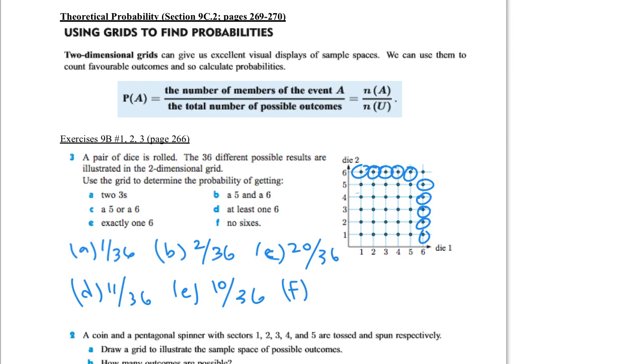Part F, no 6s. Well, no 6s happens inside here. These rolls right here have no 6s in them. That's 25 rolls. Notice that part D and part F, at least 1 6 and no 6s, they are complements of each other. They add up to 1, part D and part F.